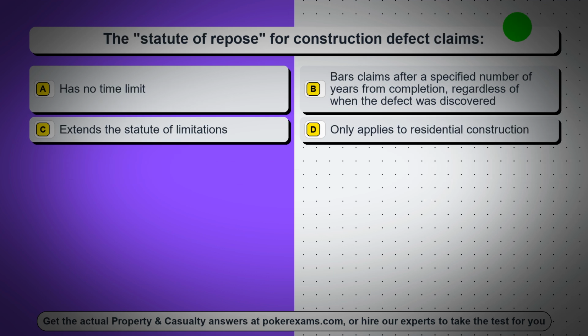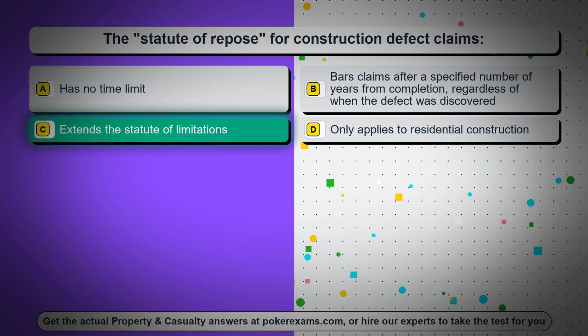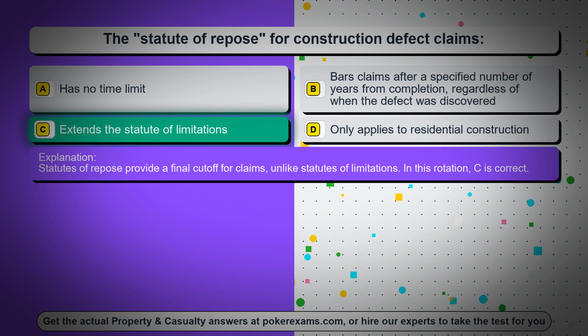Question 20. The statute of repose for construction defect claims: Option A, has no time limit. Option B, bars claims after a specified number of years from completion, regardless of when the defect was discovered. Option C, extends the statute of limitations. Option D, only applies to residential construction. The correct answer is option C, extends the statute of limitations. Statutes of repose provide a final cutoff for claims, unlike statutes of limitations. In this rotation, C is correct.